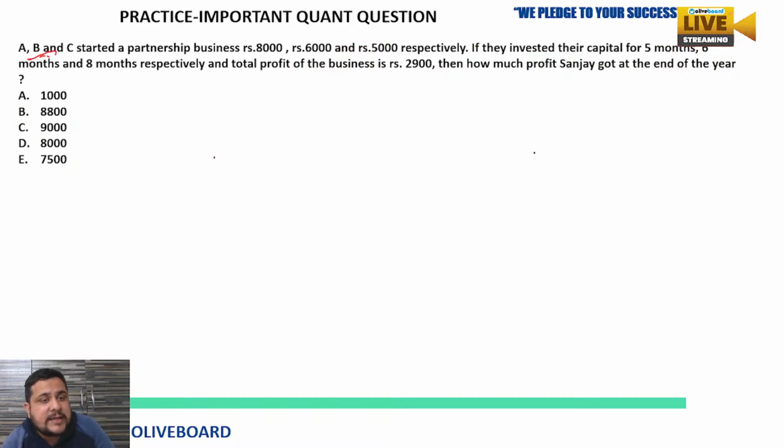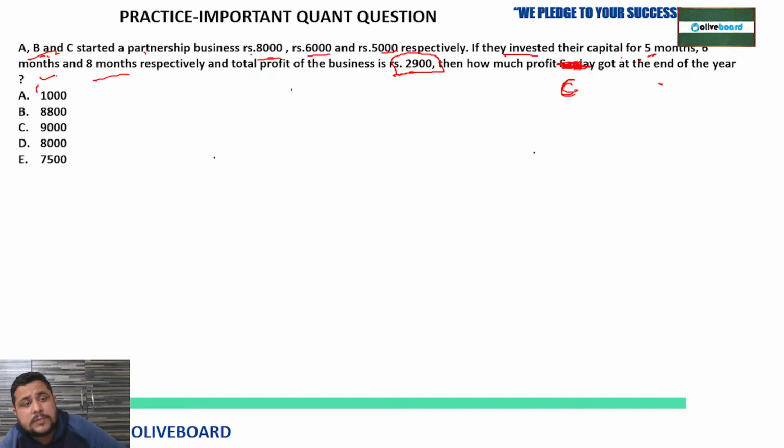Now the next question is: A, B, C started a partnership business by investing rupees 8,000, 6,000 and 5,000 respectively. If they invested their capital for 5 months, 6 months and 8 months respectively, then the total profit of the business is rupees 2,900. Then how much profit did C get at the end of the year? So tell me the answer.